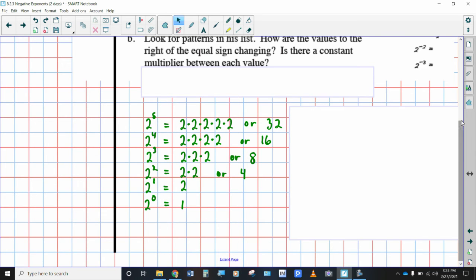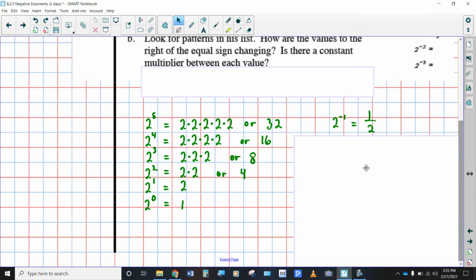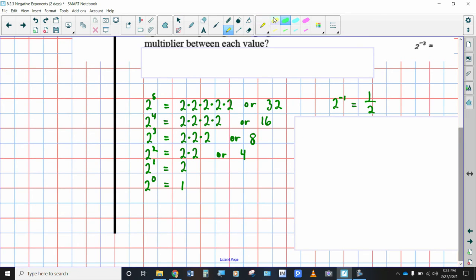So now it says here that 2 to the negative first power is equal to 1/2. Well, remember what we did on the previous page? If 2 to the first power is equal to 2, then if we take the reciprocal, that's going to be 1/2. So 1/2 to the first power is the same as 2 to the negative first power. That's what I'm trying to say.